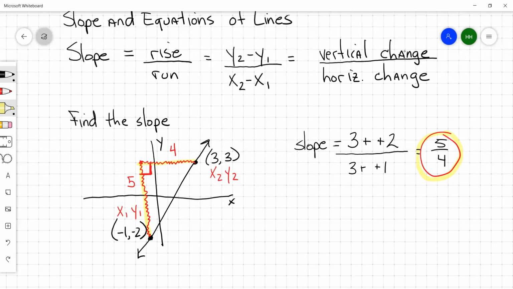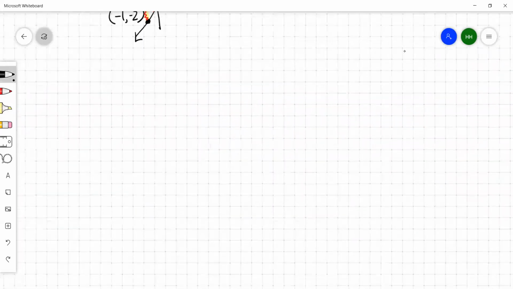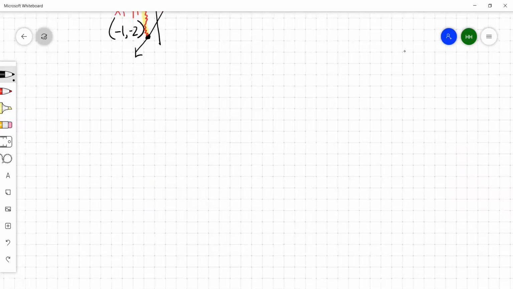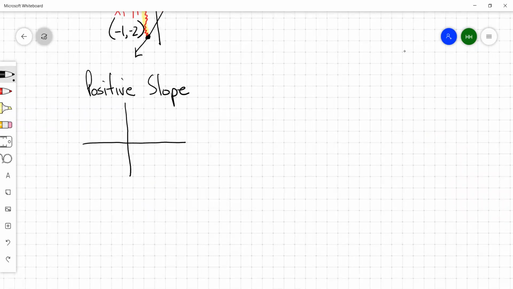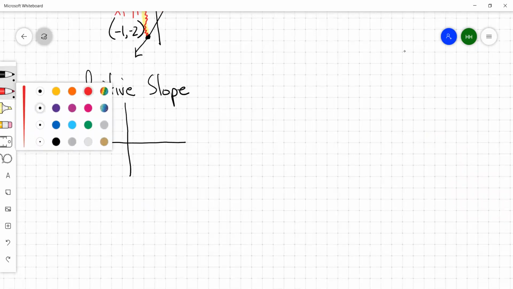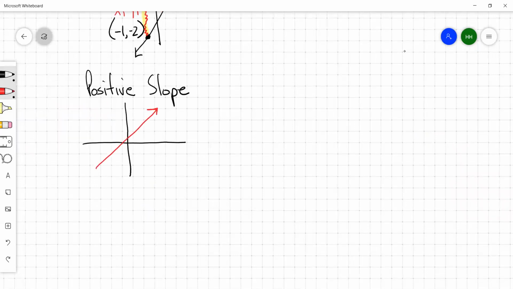My screen's not moving. Here we go. We got positive slope. Positive slope, those lines, they always go up and to the right. We're going to say up and right.